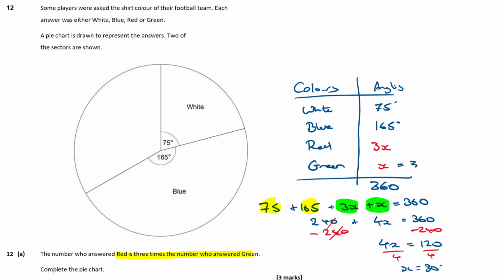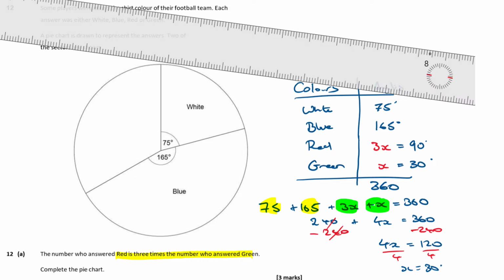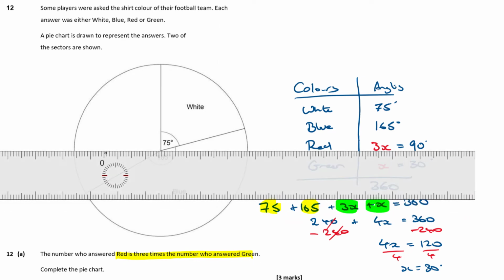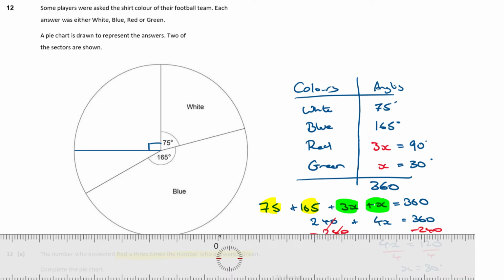Okay, so that one there must be 30, and this one here then, that must be 3 lots of 30. That's going to have to be 90 degrees. So we just need to draw our right angle in. Probably the easiest way is just to draw a right angle here. Might want to do it with a protractor. And that was red, wasn't it? And then the other one was green. You might want to double check your angle here is 30. Okay, should be good. That's it.